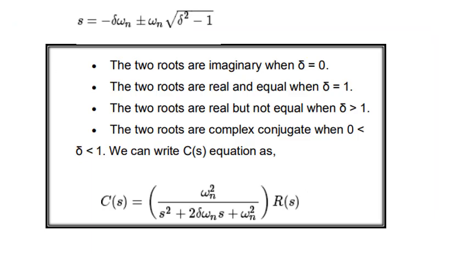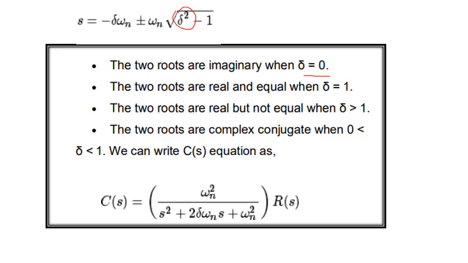From the roots, I can substitute various values of zeta and get to know the values of the roots. Zeta, as already explained, stands for the damping ratio. The first case is that I substitute zeta equal to 0 in the expression. When I substitute zeta equal to 0, the first term becomes 0, and in the second term you get plus or minus omega n.